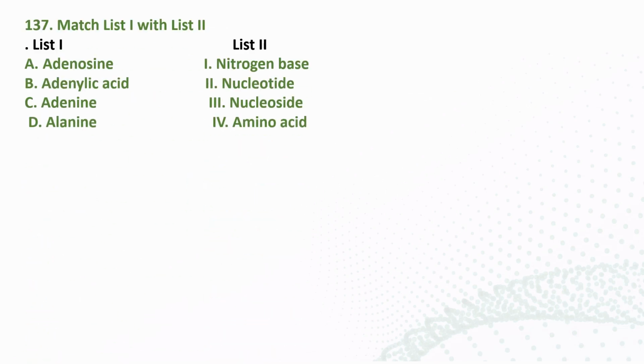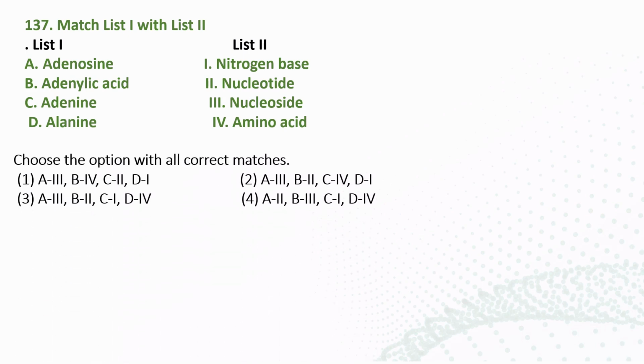In the next question they have given two lists. This is according to the molecules that are present. In that, the first one is adenosine, adenylic acid, adenine and alanine. We know what they are.